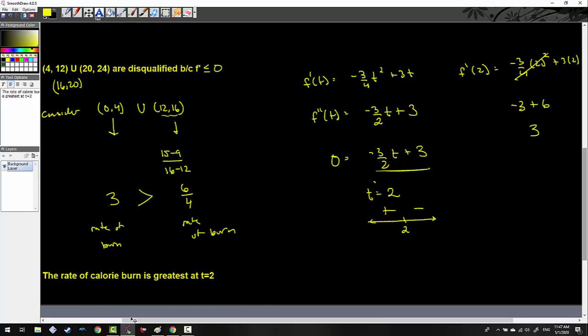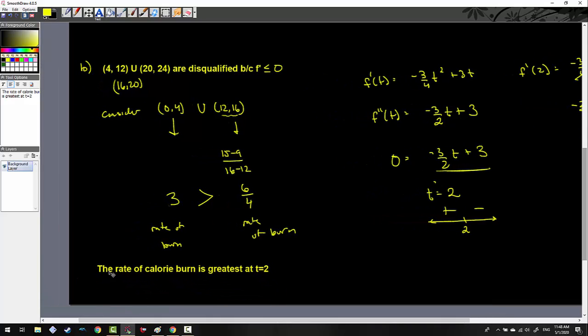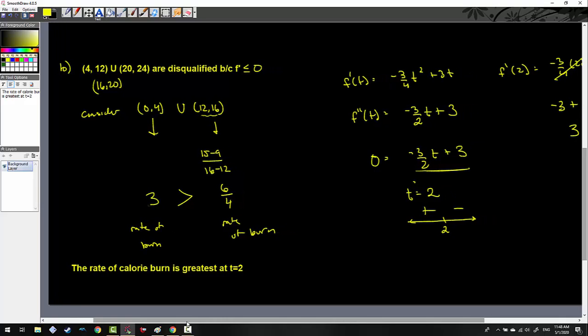Easily the hardest question on this FRQ here. So if you need a second, go and copy that down, ponder it. If you still have questions, put them in the comments section, but I'm going to be back with question C in just a second.